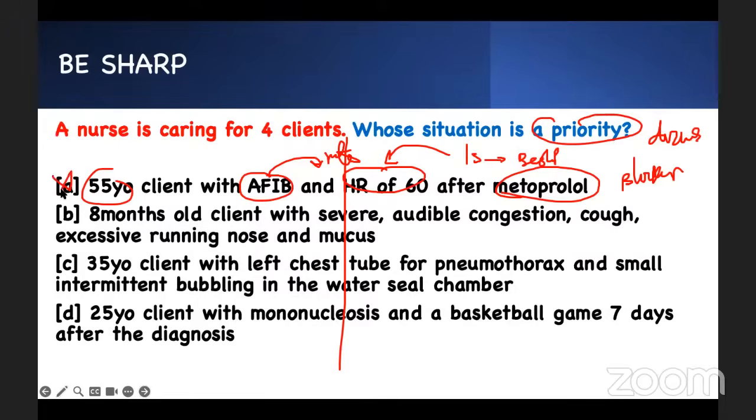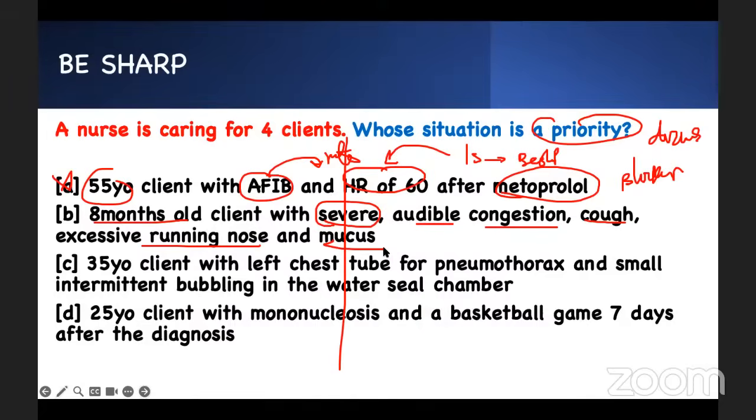So 1 is down. The kid is 8 months old. He's young, so you only have a few diagnoses, you can figure it out. The severe audible congestion is a trap. Don't follow it. What is happening? He's coughing. His nose is running like a pipe and he has mucus. Can you figure out what is the problem? 8 months old, a bunch of congestion and he's coughing and running nose. If you pick this, you are not being sharp and you don't know what is the problem. This is bronchiolitis in a kid due to RSV.